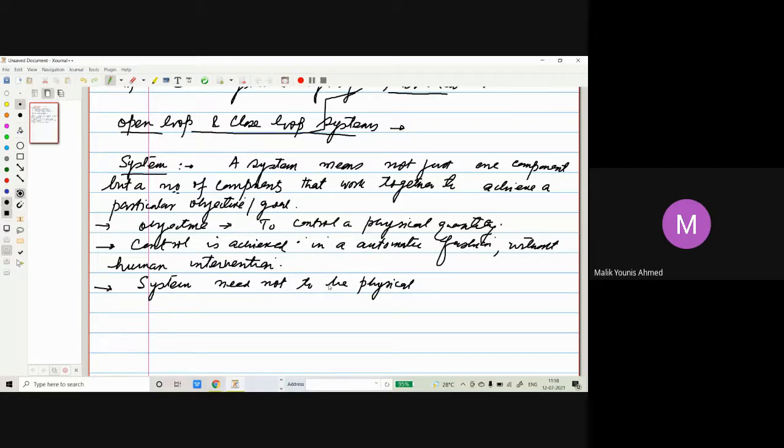The concept of the system, when I talk of the system, can be extended to any abstract system, that means which is not physically there, a hypothetical system, an abstract type of system. Abstract is that which has no physical appearance.